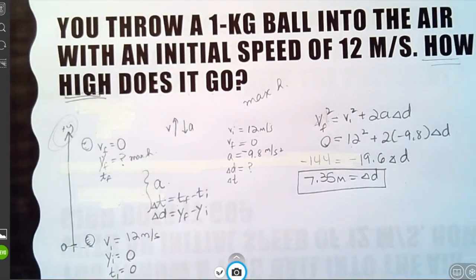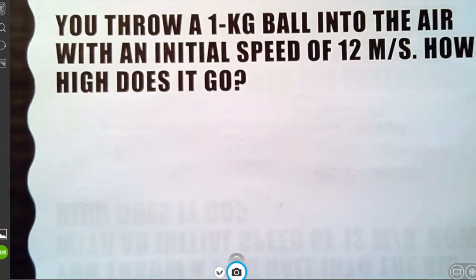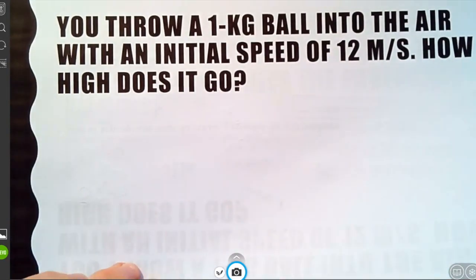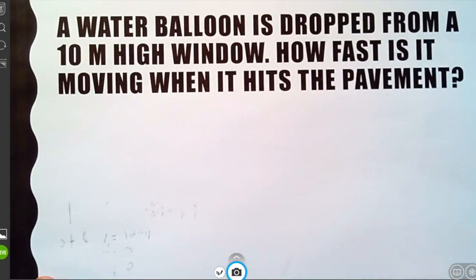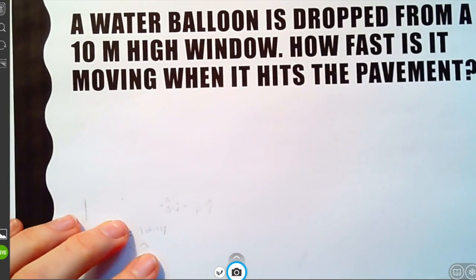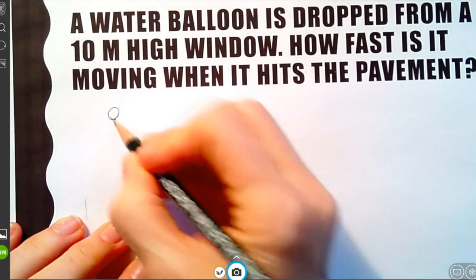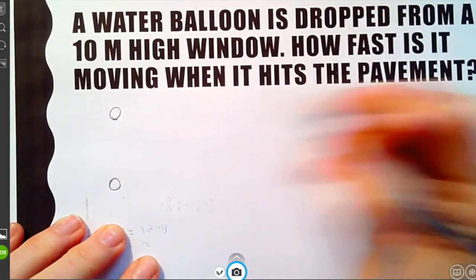Okay. Let's try, oh, that's the same problem. A water balloon is dropped from a 10-meter high window. How fast is it moving when it hits the pavement? So now we're starting here. Here's our water balloon in the beginning. Here's our water balloon at the end.